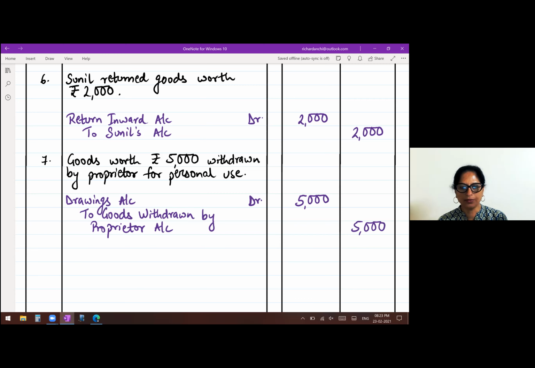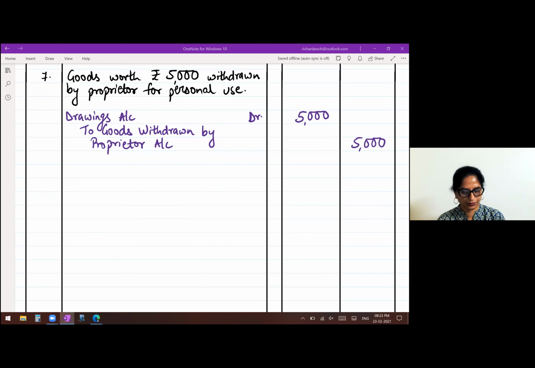Okay, the same amount has to come, debit credit. So I hope you have understood. When they are withdrawn for personal use, it is drawings. So you know that drawings is debited, and this credit part you have to write to goods withdrawn by proprietor account, which is already given in the transaction. Now the 8th one, goods worth rupees 3,000 distributed as free samples.